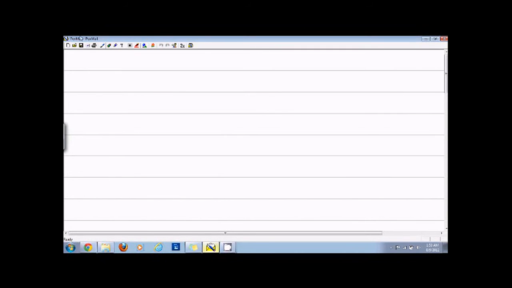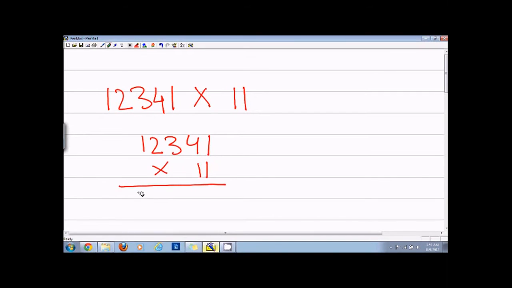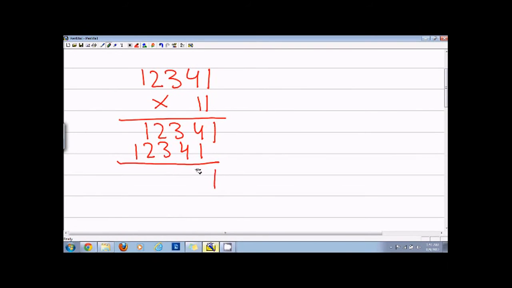Hi everyone, in this tutorial I will show you how to multiply numbers by 11 in a quick and easy way. For example, if I have the number 12341 and I want to multiply it by 11, the regular way will be that I'll write 12341 and multiply by 11. In that case I'll write 12341 and 12341 shifted, and now I'll get 135751. So this is the regular way.